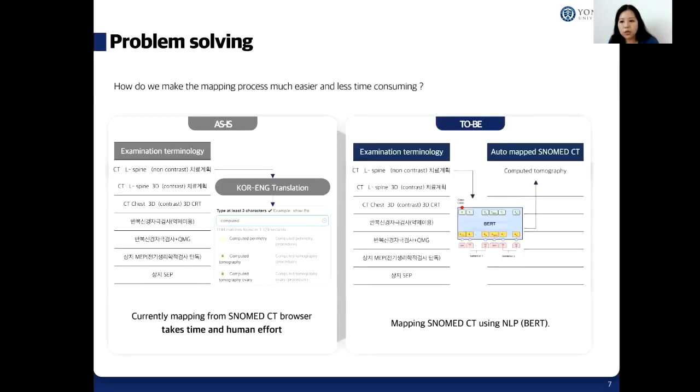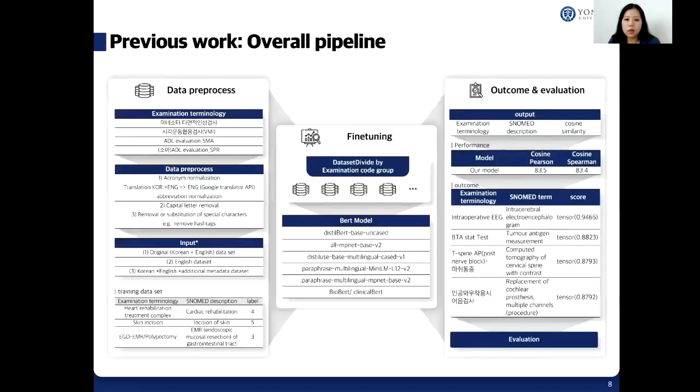And as a result, the mapping process can be time consuming and it requires experts' input. To address this challenge, we employed a natural language processing model for SNOMED mapping. This model uses an algorithm capable of semantic interpretation. Essentially, our aim was to automate the SNOMED CT mapping through NLP. So this was the overall workflow for our previous model.